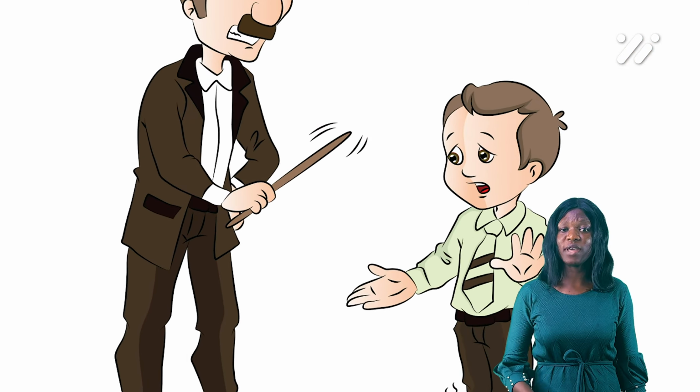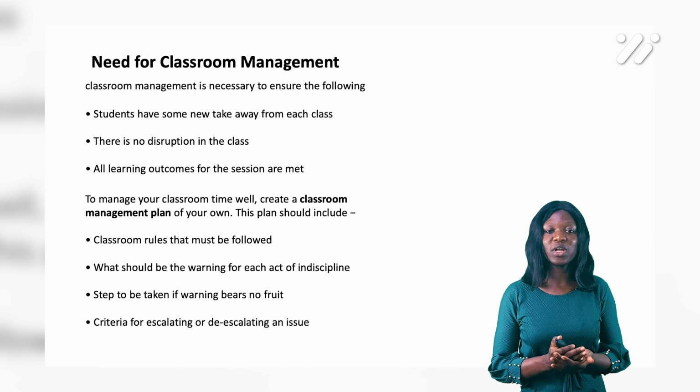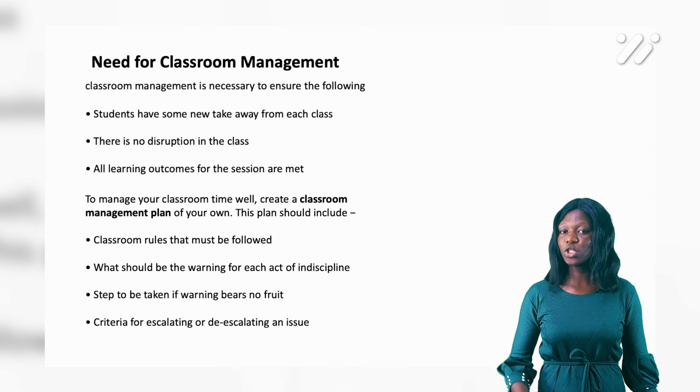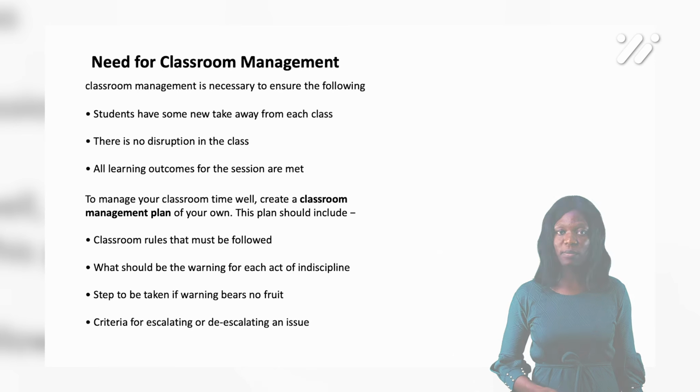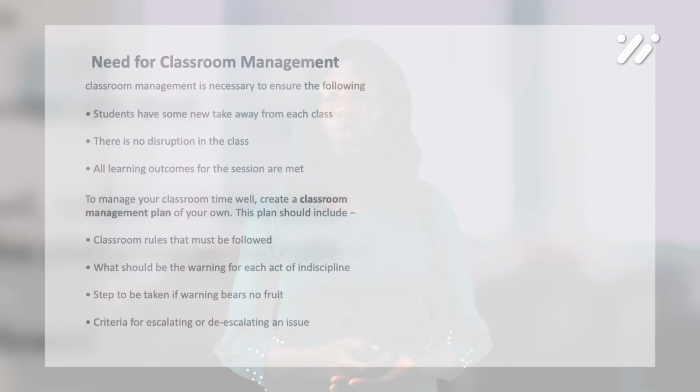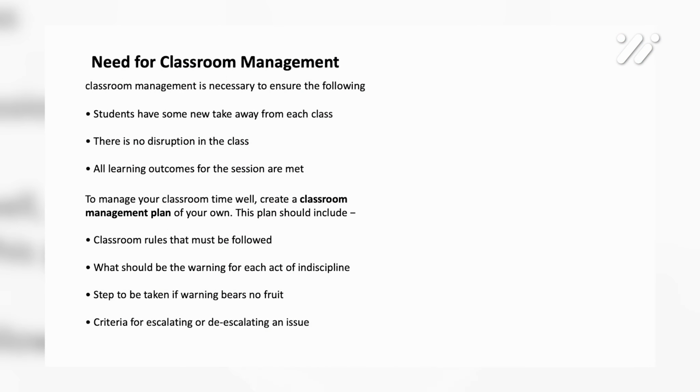Another thing you should include in your classroom management plan is the step to be taken if the warning bears no fruit. Now, by the time you warn the students, like, don't make noise again in my class, or when you want to ask a question, raise your hand, and the student doesn't adhere to all those rules and regulations, what should be the steps you should take when the warning bears no fruit?